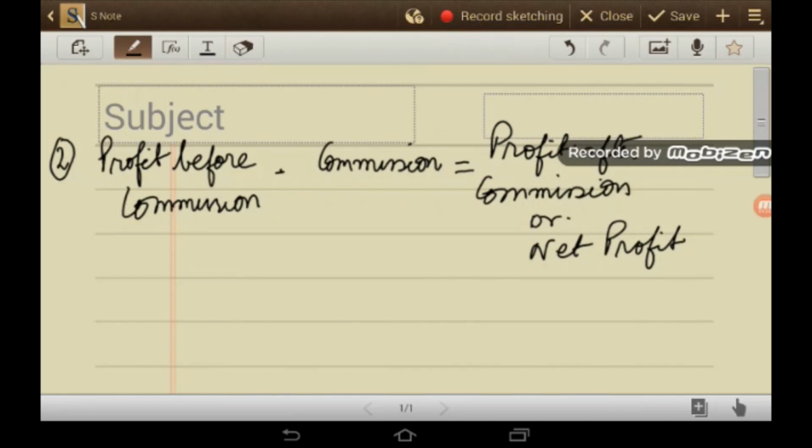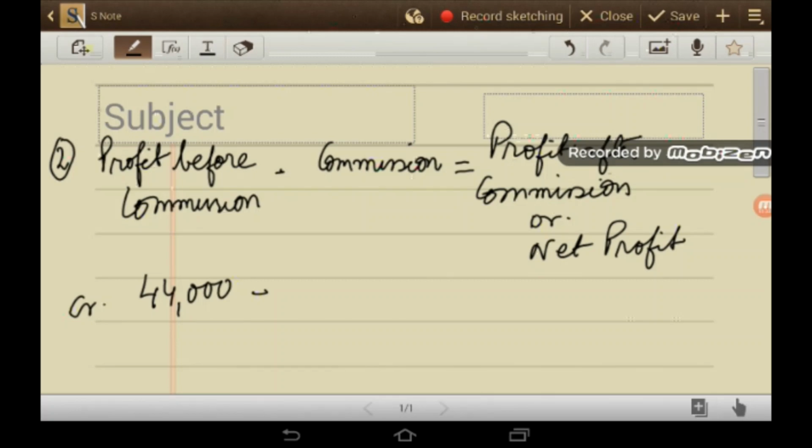So the same principle, the same concept that we have applied in the previous problem, is applied here with a big difference. So here profit before commission is given as rupees 44,000. We don't know the amount of commission. So in this equation also we have three unknown variables: profit before commission, commission and profit after commission. So we have to reduce these three variables into two variables.